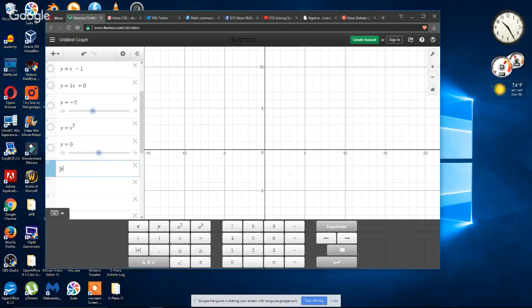Well, if you're trying to find a vertex, you do negative b divided by 2a to find the x. But we were talking about intercepts. Yeah, we're talking about intercepts.